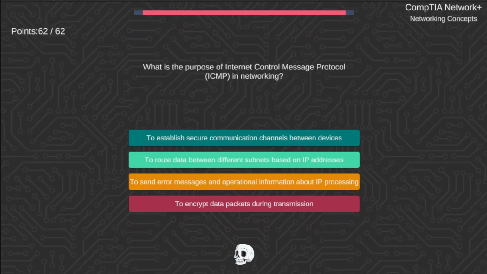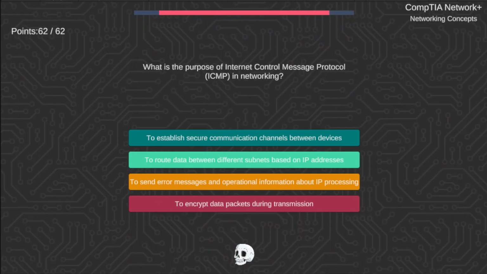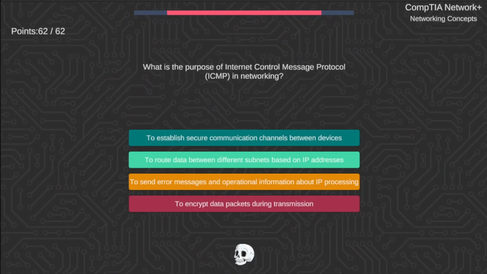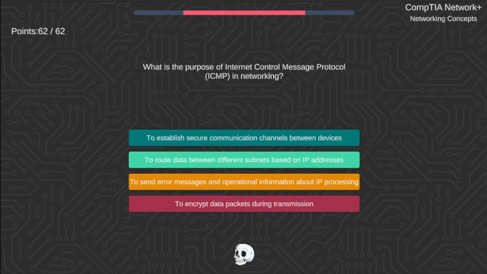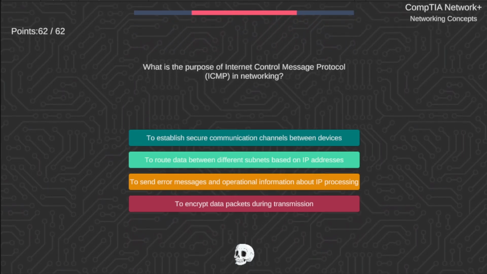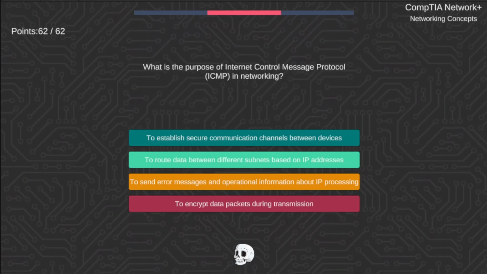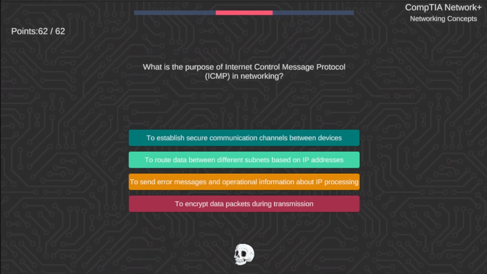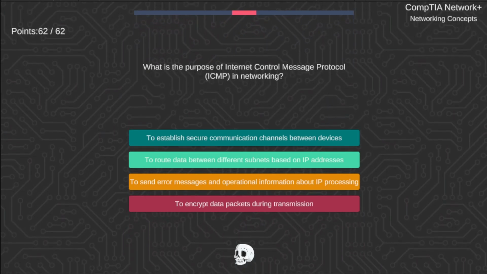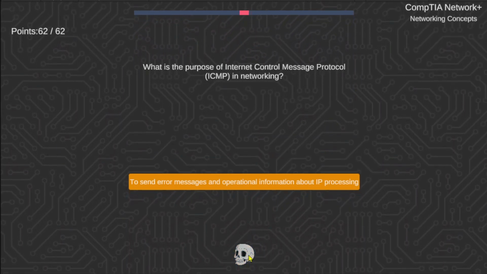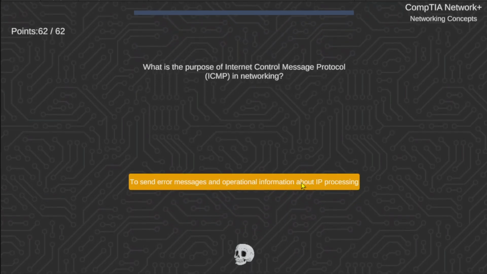What is the purpose of Internet Control Message Protocol, or ICMP, in networking? To establish secure communication channels between devices, to route data between different subnets based on IP addresses, to send error messages and operational information about IP processing, or to encrypt data packets during transmission? ICMP. Correct answer is to send error messages and operational information about IP processing.